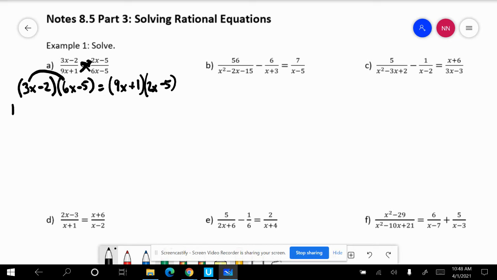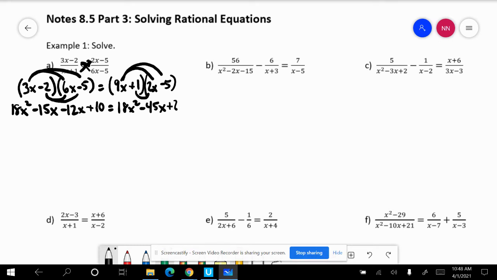First ones are 18x squared. Then what we have is negative 15x, negative 12x, and we have 10. On the other side, when we FOIL it, our first term is 18x squared. Our second term is negative 45x. Our third term is 2x. And our last term is negative 5.